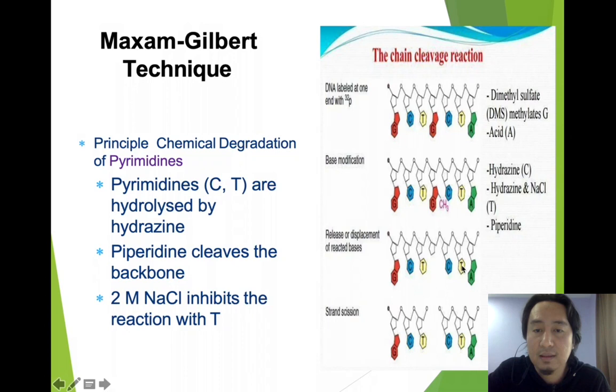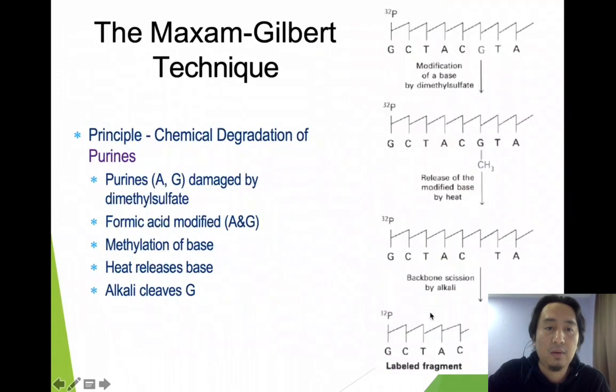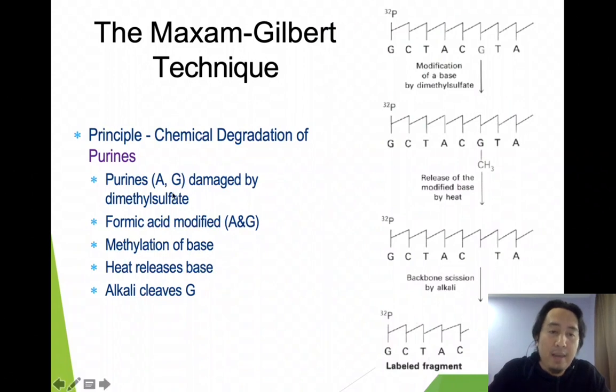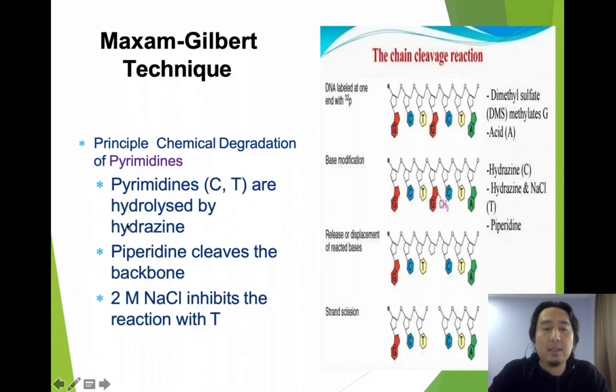So this is not a good picture. This is the purines one. Guanine is methylated, heat removes it, and piperidine cuts. So why do we need to use DMS? We need to use formic acid. We have to use hydrazine, and we have to use hydrazine with salt. So there are actually 4 reactions in the Maxam-Gilbert technique, which means you need 4 test tubes.